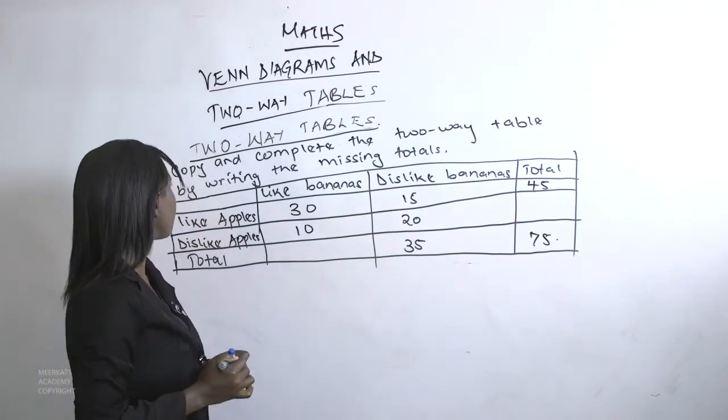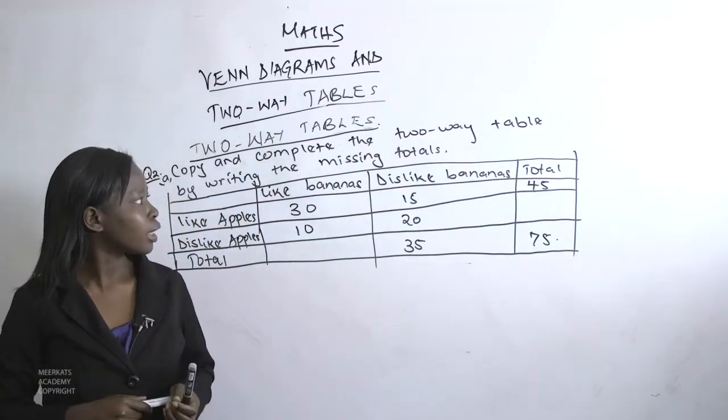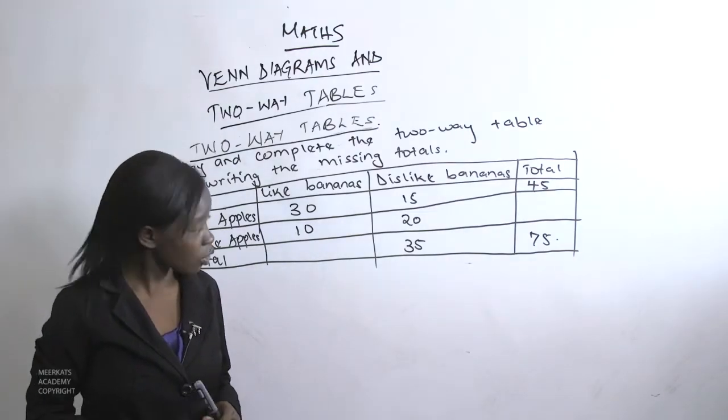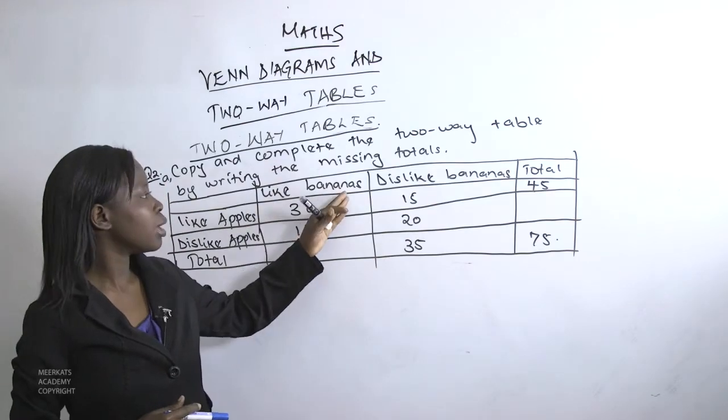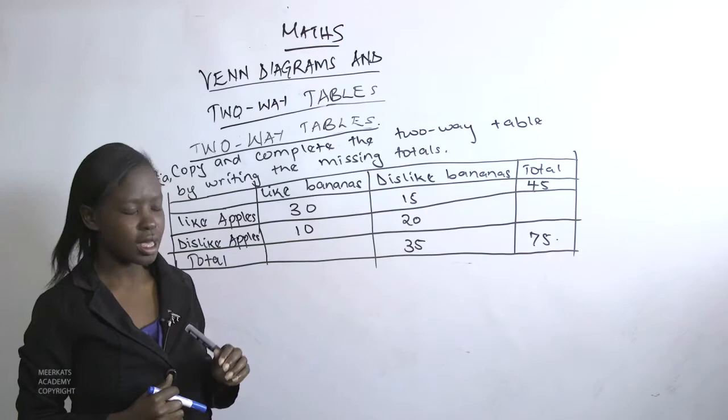So that is the question we have. Copy and complete the two-way table below by writing the missing totals. That is part A of the question. So we have those who like banana, dislike banana, then we have like apples and they dislike apples.